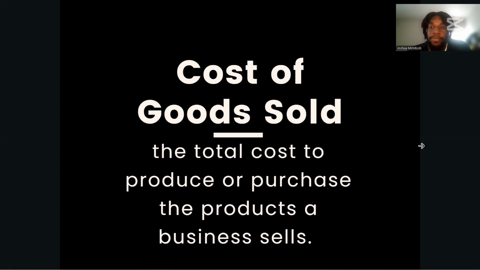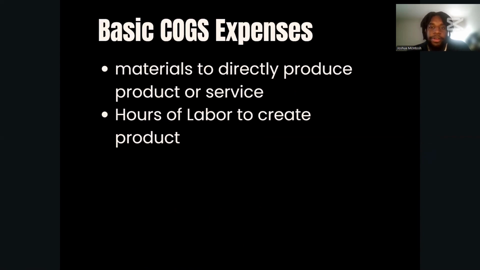So there are two types of expenses, cost of goods sold and operating expenses. The reason why I put cost of goods sold first is because it gets subtracted first in the income statement. So cost of goods sold is the total cost to produce or purchase the products a business sells. To break this down even further, COGS expenses are literally the materials that are directly used to produce the product or service, and it even breaks down to the hours of labor used to create the product.